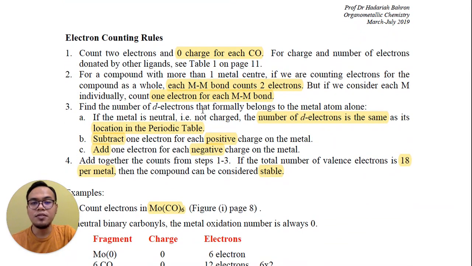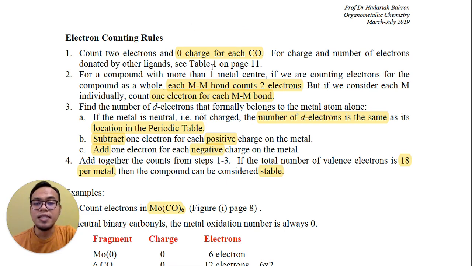Now these are the rules that you have to obey when you count the EAN. First one is easy. For carbonyl ligand, it is always 0 charge because it is a neutral ligand. But the number of electrons that carbonyl can donate to your metal is 2 electrons. So different ligands will have different numbers of electrons. Sometimes they have the same number of electrons, sometimes different. It depends. So how do you know?